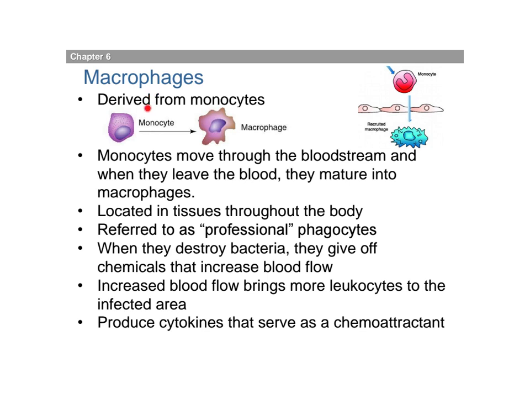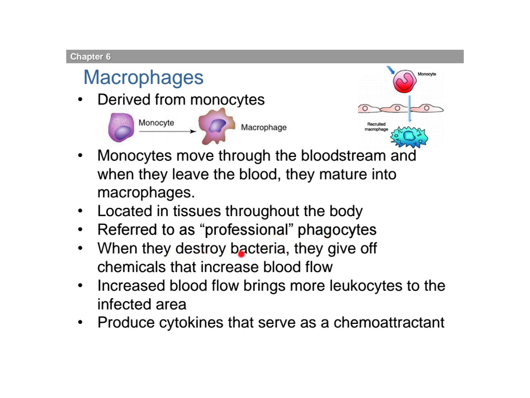As I mentioned earlier, macrophages are derived from monocytes. The monocytes move through the bloodstream, and they'll be triggered to leave the blood, and then they mature into macrophages. So you can see that process here. Here's a monocyte passing through the endothelium of a blood vessel, and it ends up becoming a mature macrophage. The macrophages can then be located in tissues throughout the body. These are referred to as professional phagocytes.